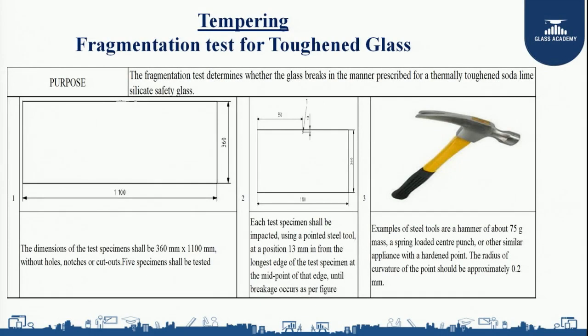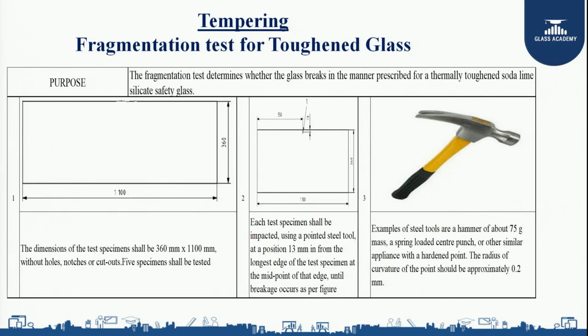Now let us understand the steps or the tests we follow under the tempering or heat treatment process. During the heat treatment process, glass gains strength. The physical properties will not change, but there is an enhancement of the mechanical properties.